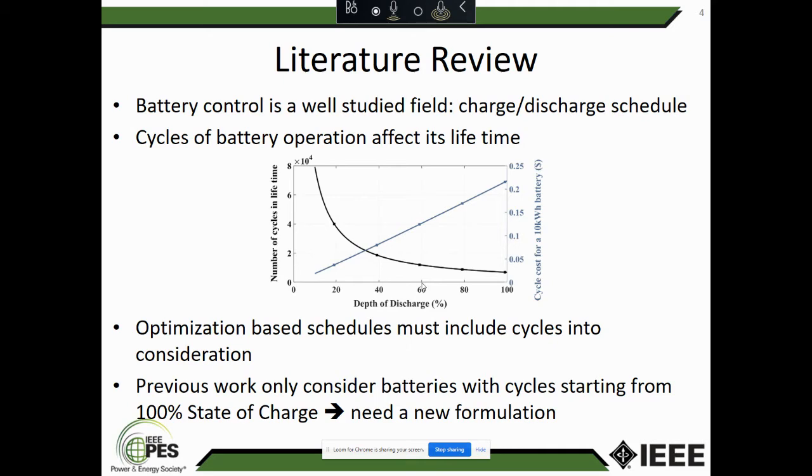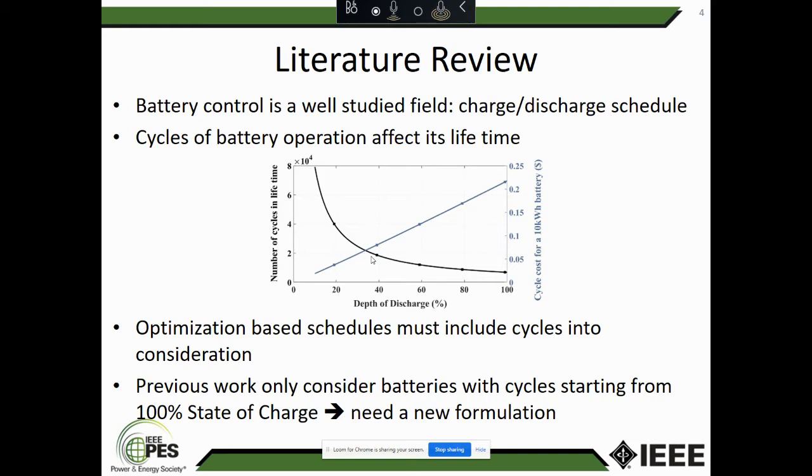So the question is, when we use batteries for self-consumption, where are we on the curve? How are cycles affecting the lifetime of the battery? The big question is, do we have to include this consideration of the battery lifespan in the optimization formulation? Previous works have proposed some solutions to include the battery lifespan in the optimization problem.